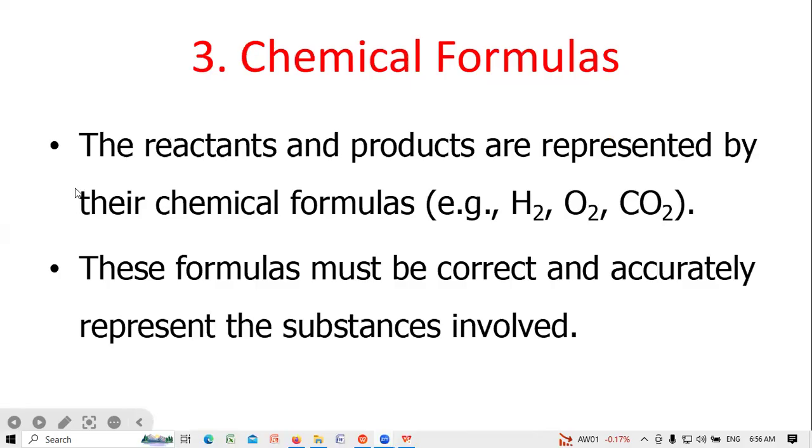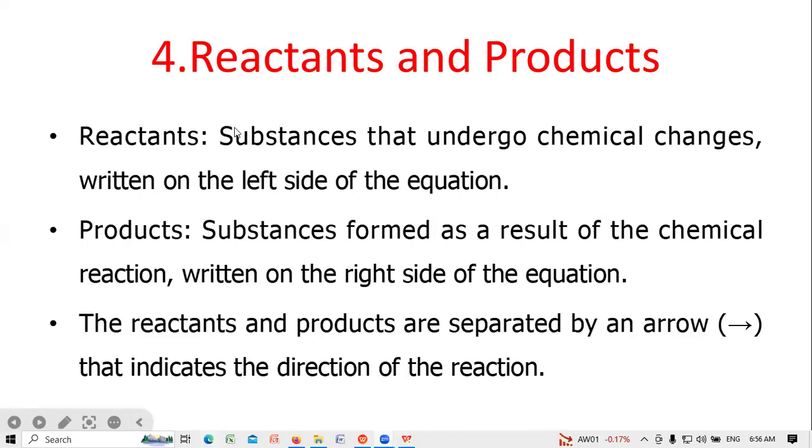Chemical formulas: the reactants and products are represented by their chemical formulas, H2, O2, and CO2. These formulas must be correct and accurately represent the substances involved. Reactants are the reacting substances that undergo chemical changes, written on the left side of the equation. Products are the substances formed as a result of the chemical reaction, written on the right side of the equation. The reactants and products are separated by an arrow, which indicates the direction of the reaction.